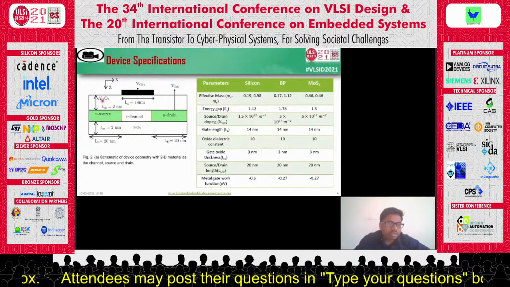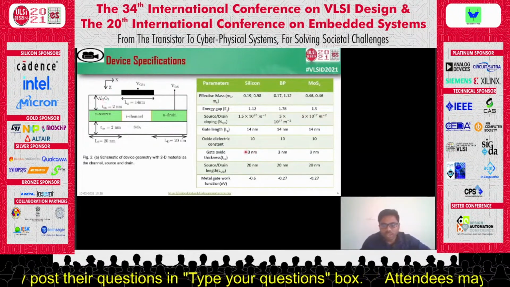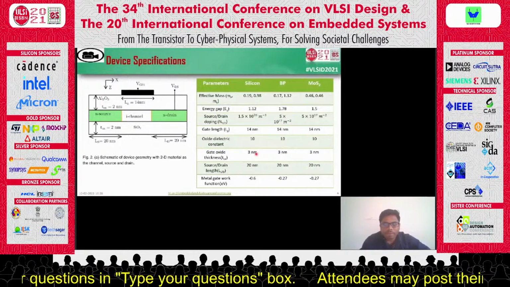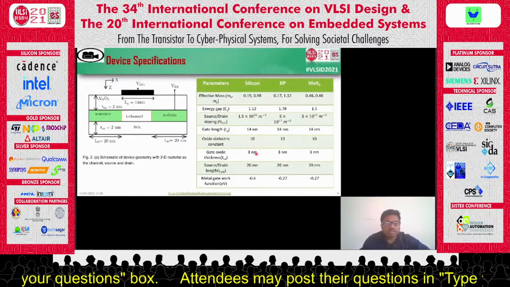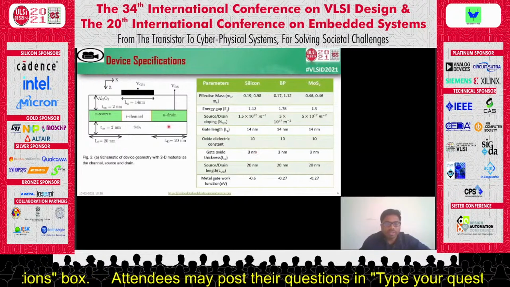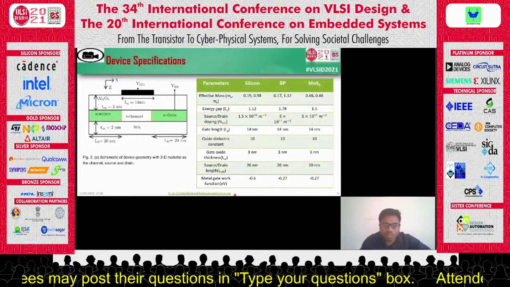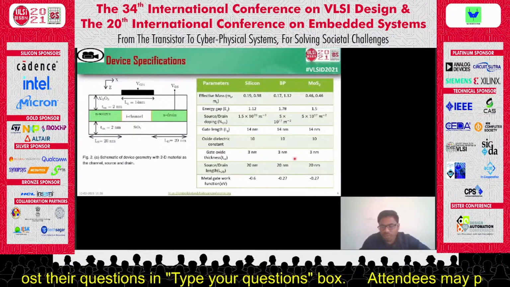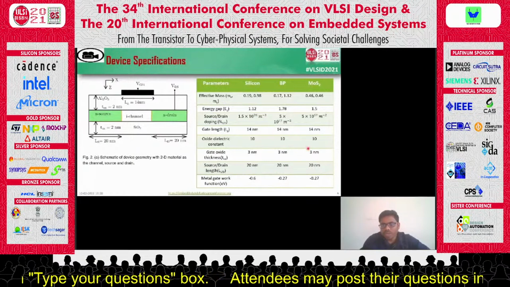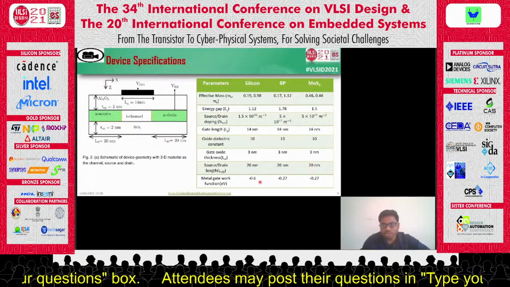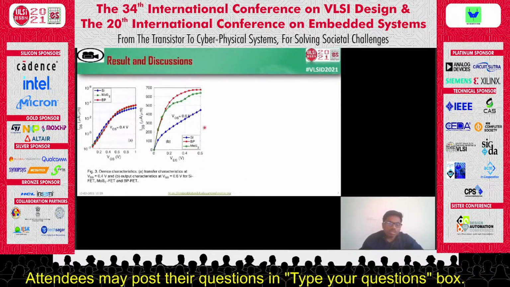We have taken the oxide Al2O3 of thickness 3 nanometers, and for uniform performance comparison, we have fixed the I-off current at 10 nanoampere per micrometer. For achieving this, we have tuned the metal work functions, and we have taken minus 0.27 electron volt for BP and MoS2 and minus 0.6 electron volt for silicon. Let's discuss the results.